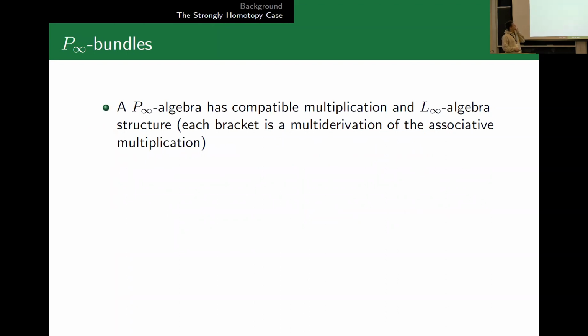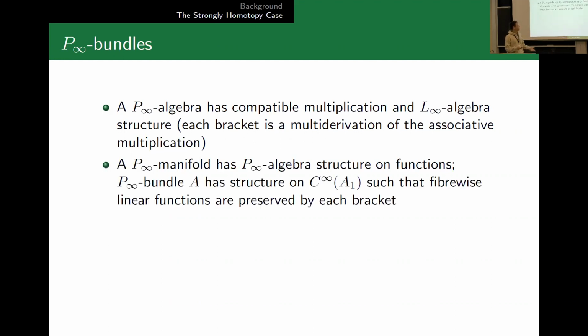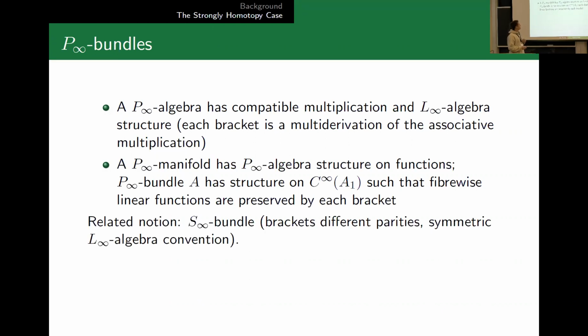And then a P-infinity algebra, we basically say, is going to be an anti-symmetric L-infinity algebra, the same as before, where all of our different brackets act as multi-derivations on the multiplication that our algebra already has. And then a P-infinity manifold is just a manifold that has this structure on functions. And just like before, a P-infinity bundle has this structure, and also all the brackets preserve the fiberwise linear functions again.